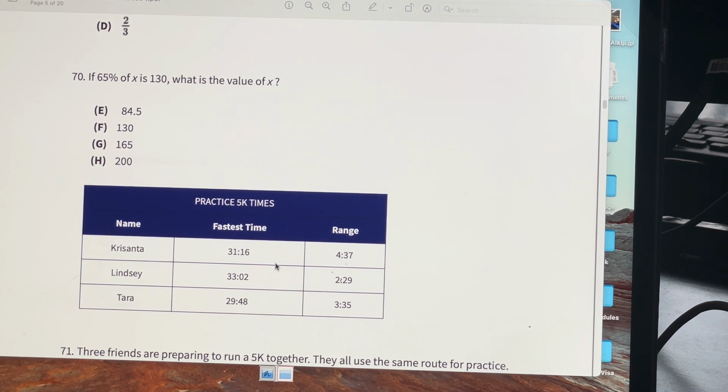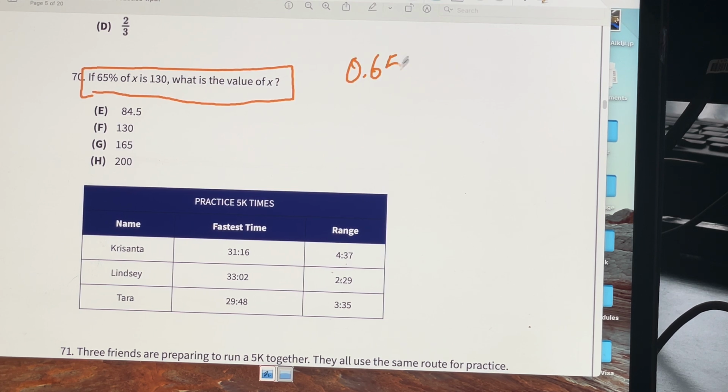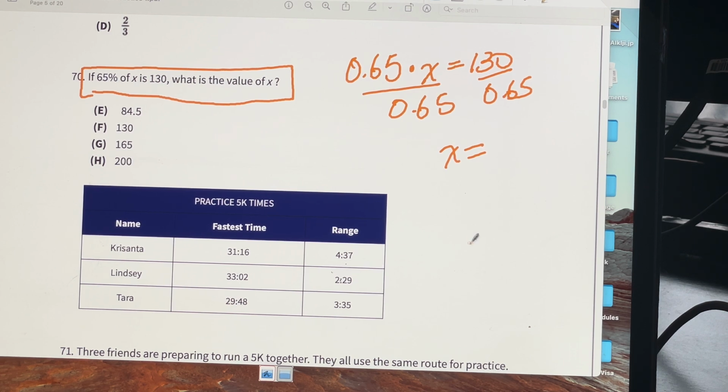If 65% of x is 130, what's the value of x? So when it's written like this, instead of doing a proportion, I like to do an equation. So 65% we can write as 0.65 of x, which means 0.65 times x equals 130. So that would be the equation I would be solving, right? So I would divide by 0.65 on both sides, and then x equals whatever number that is. Or if you wanted to still keep the proportion, right? We know it's percent 65 of x. So this is x.